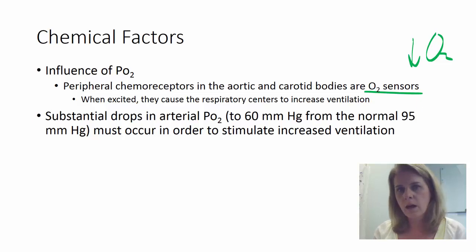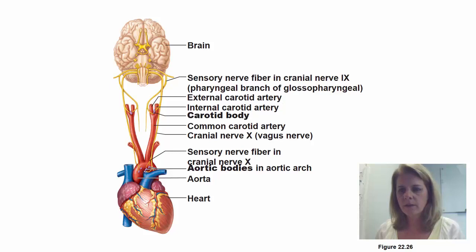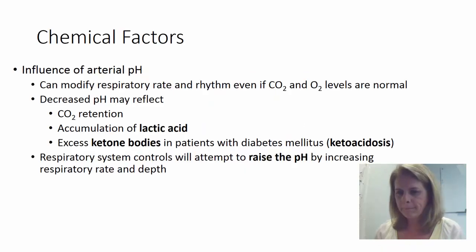Normal oxygen levels are about 95 millimeters of mercury. If it drops to about 60, then your oxygen centers are going to kick in and make you breathe. And just to show you where those are, your carotid bodies are here, your aortic bodies are here. They're tied into your brain and then out to your lungs. Just make sure you remember aortic and carotid bodies. When I say that, you know what I'm talking about.